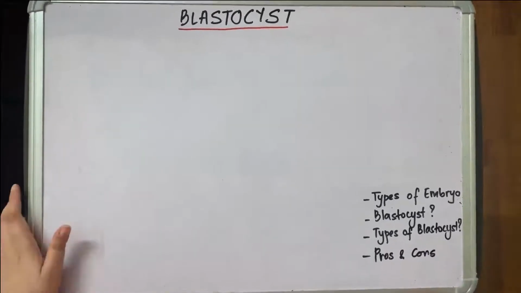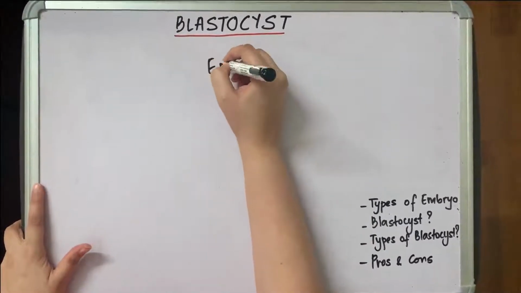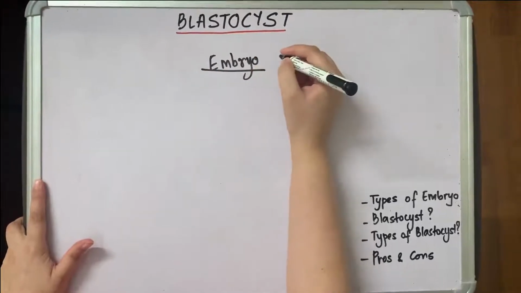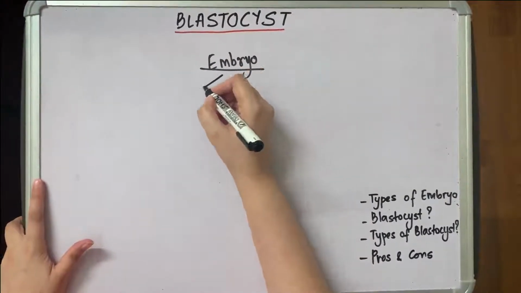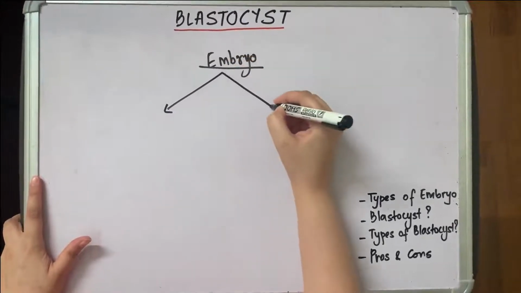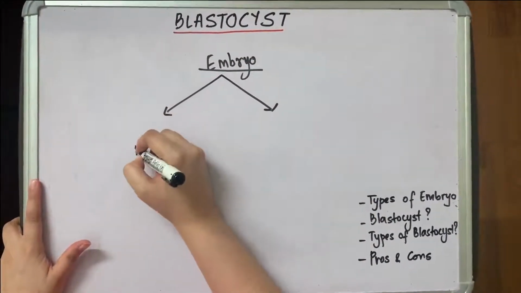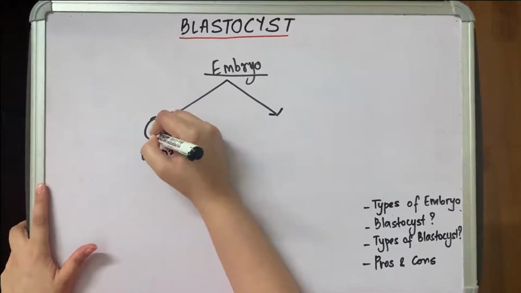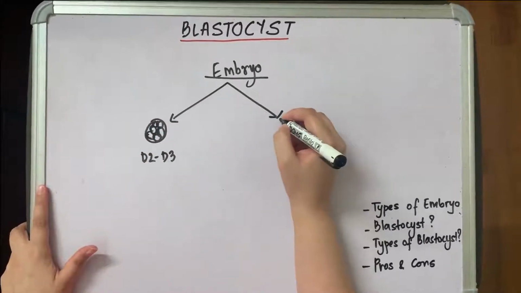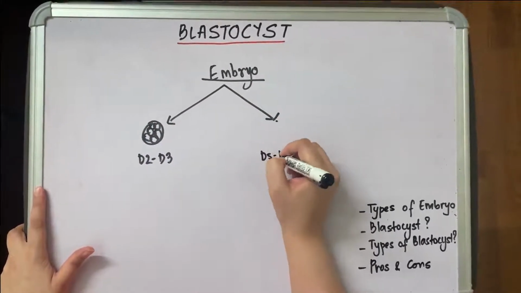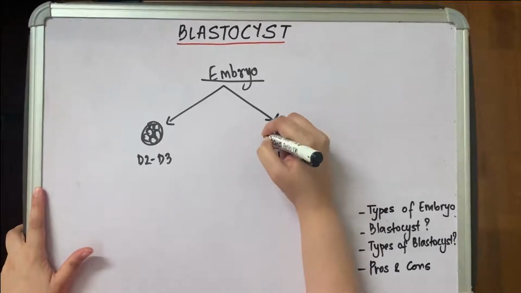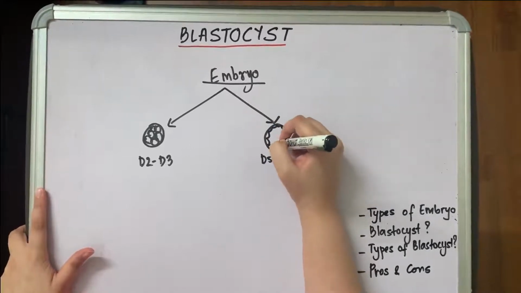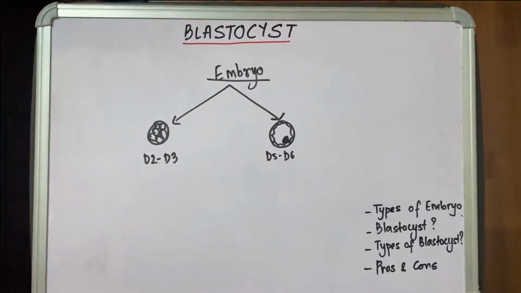Now let's begin with types of embryos. So embryo, as we had highlighted in my previous talk, is a combination of the sperm and the egg. Now this embryo, depending on the day of development, can be day 2, day 3, wherein it is cell stage. So basically it will have these tiny circles inside, or it can be day 5 or day 6, which is known as a blastocyst.